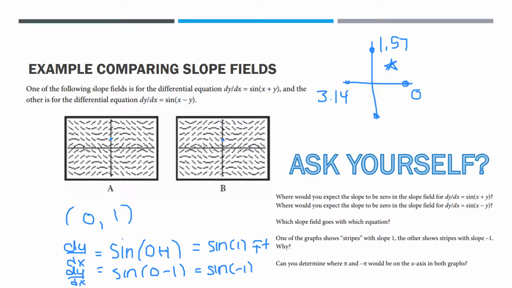If you pick sine of negative 1, well, that's like going backwards. So that's going to live down here in quadrant 4, which means the sine in quadrant 4 is negative, so this is negative. So that's just one way to help me figure out that the positive one is A and the negative is B. So these are the questions we would go through and ask ourselves. This is the process by which you could help eliminate them. So again, one of my other suggestions was that one of the graphs shows stripes with slope 1, the other one shows stripes with slope -1. So there you go.